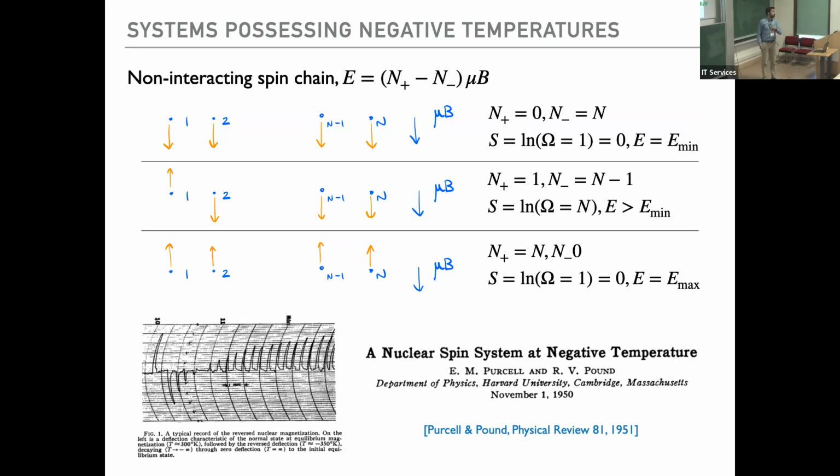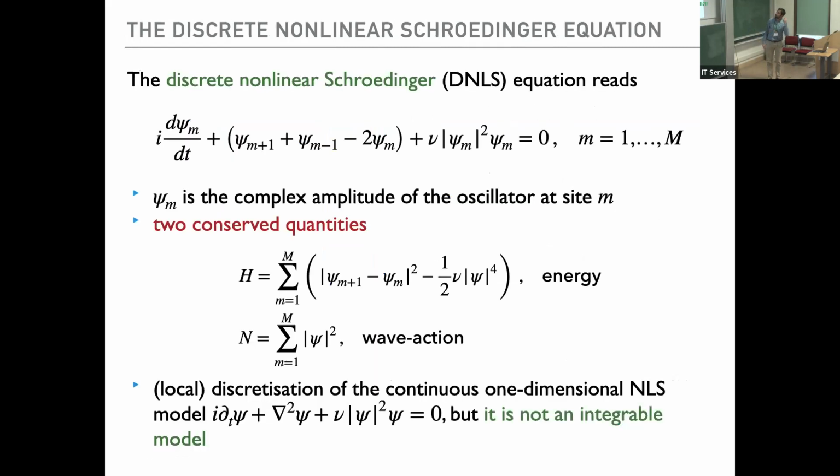This is just a cartoon, to explain in a simple way how you can have a negative temperature in a physical system. So we wanted to see if these negative temperatures can be obtained in this model here, called the discrete nonlinear Schrödinger equation. Many of you are probably familiar with the continuous version of this one. So let me guide you through the discrete nonlinear Schrödinger equation.